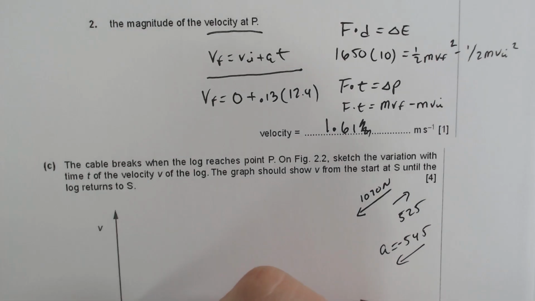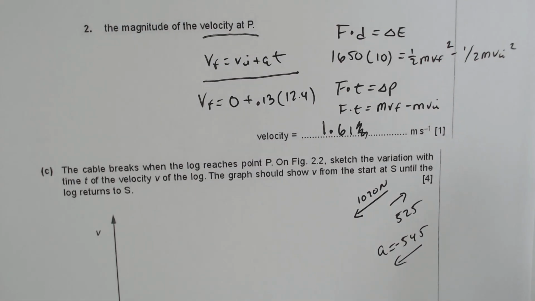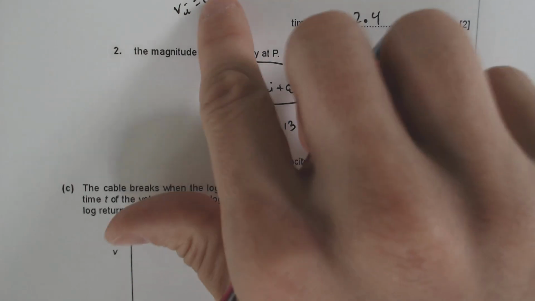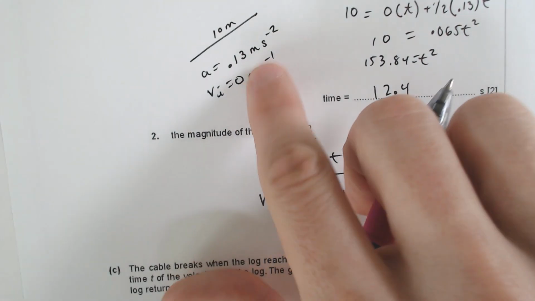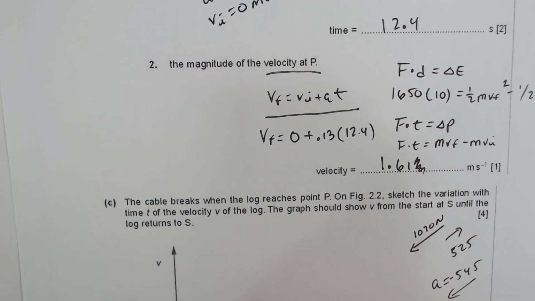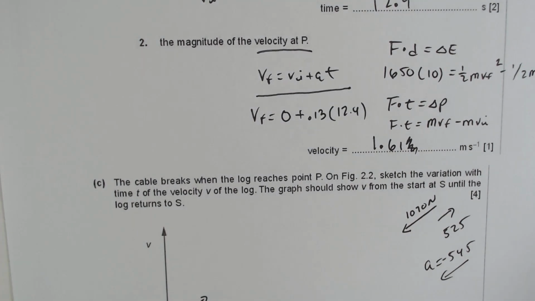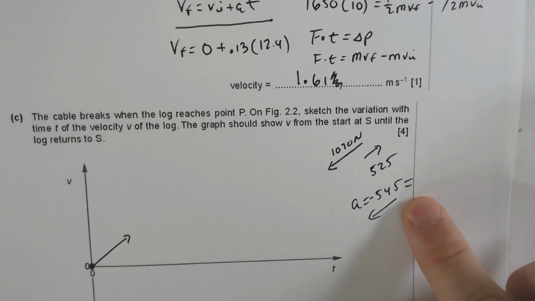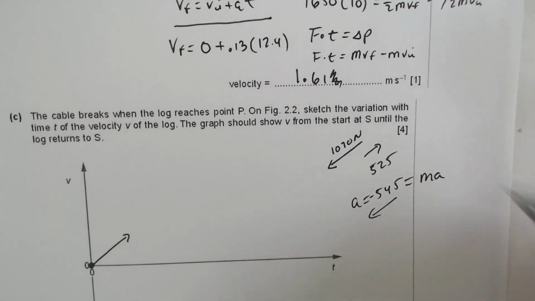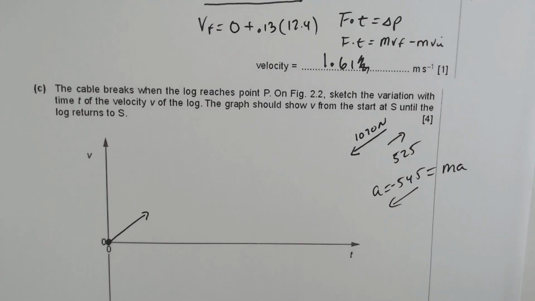So velocity is going to increase originally with the acceleration of 0.13 meters per second squared. So that would be the slope. So it's going to go up at 0.13 meters per second. I messed up when I said this is the acceleration. It would be equal to ma. So we are going to have to be very aware of that.